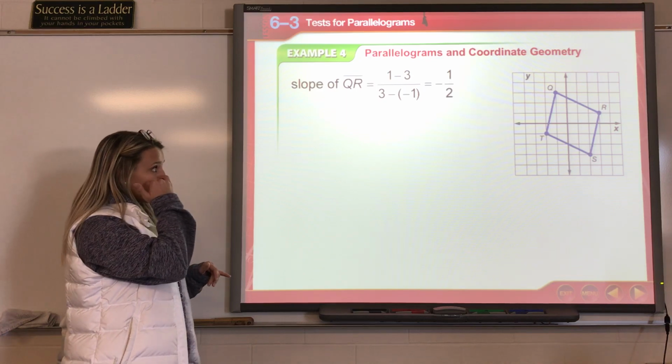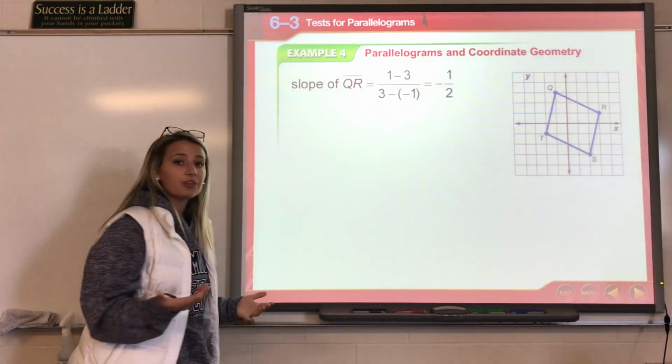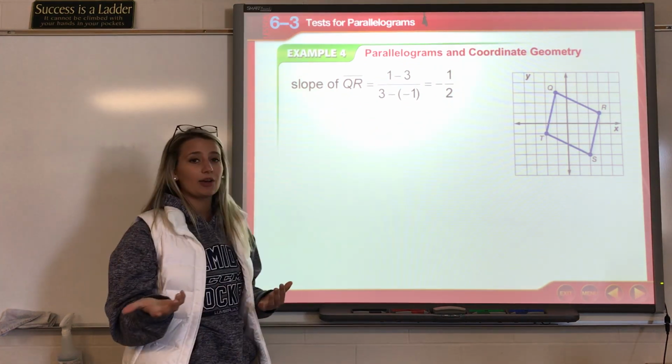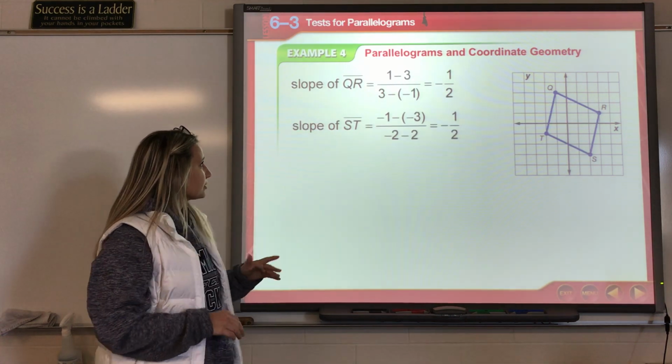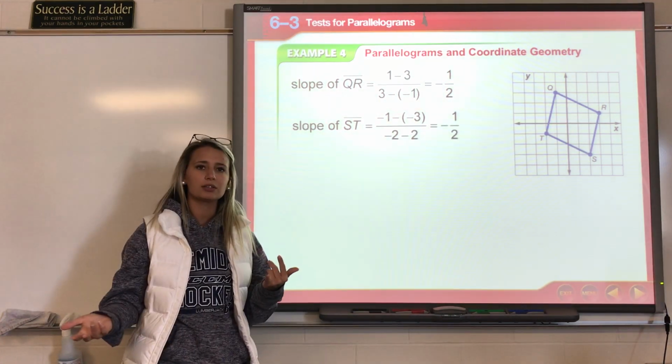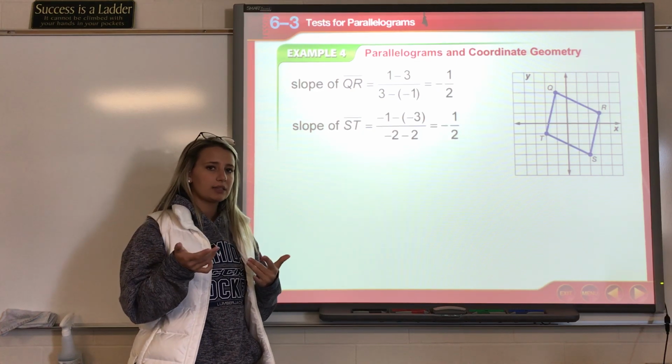So we find the slope of QR using the 2 points that they gave us, and we find that that slope is -1/2. And that's a nice slope. Maybe you could notice that just by looking at it. So now we're going to find the slope of ST, which is also -1/2. So we have some opposite sides that are parallel.